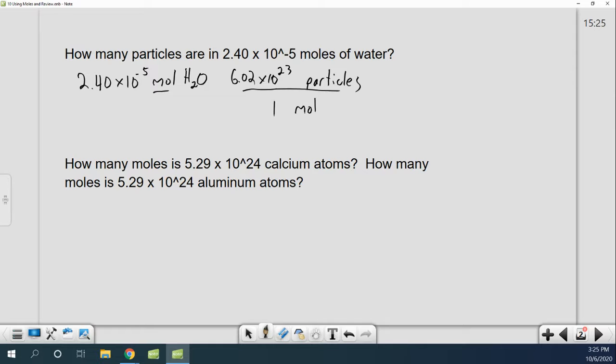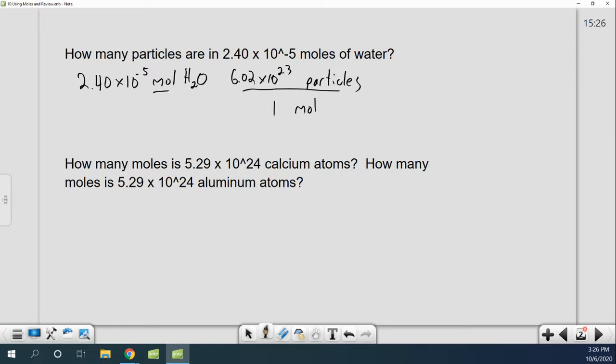All right, that should be enough time. Hopefully you paused and now you're back. 2.40 times 10 to the power negative 5 times 6.02 times 10 to the power 23. Now you'll notice I didn't put brackets in this time. Why would I not put brackets in? Well, it's all multiplied, so it doesn't actually matter what order the stuff happens in.